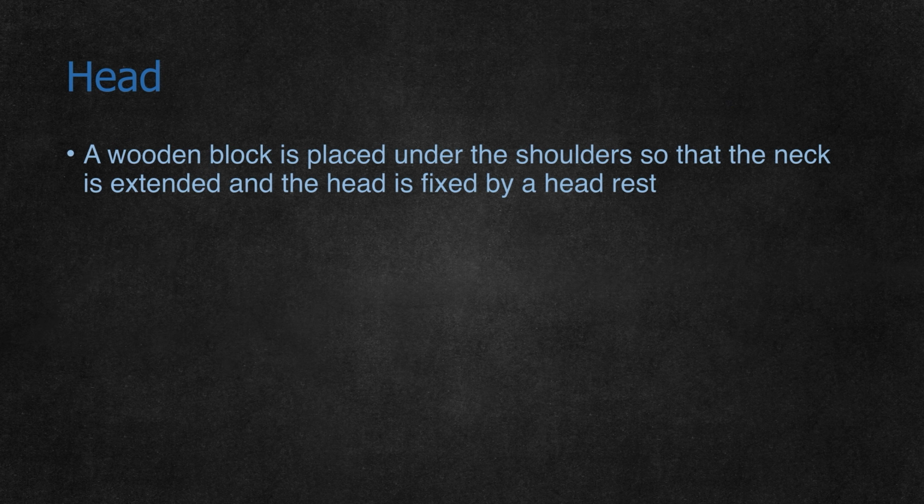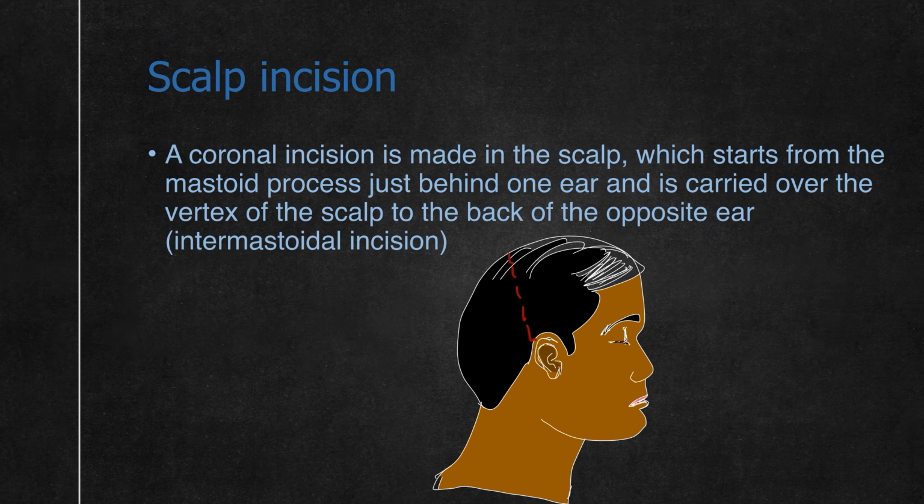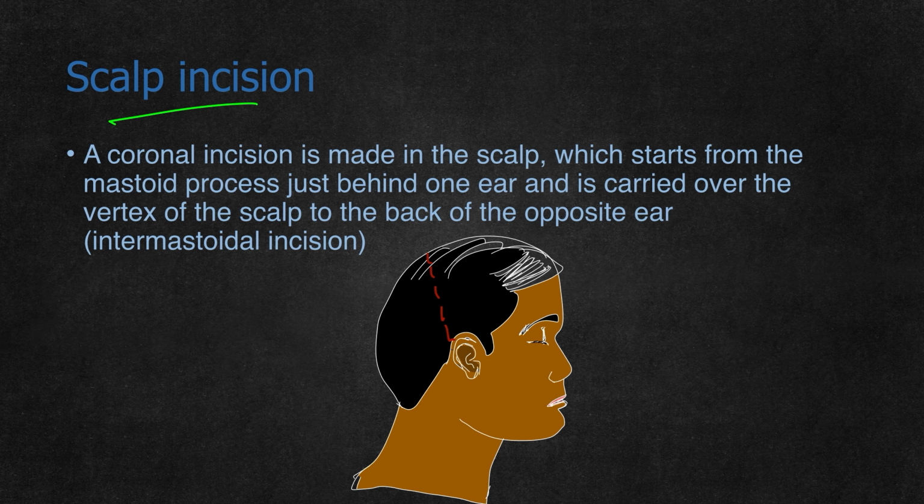To dissect the head, a block is first placed under the shoulders so that the neck is extended. The head is flexed by the headrest so that dissection becomes easier. Next, the scalp incision is taken.